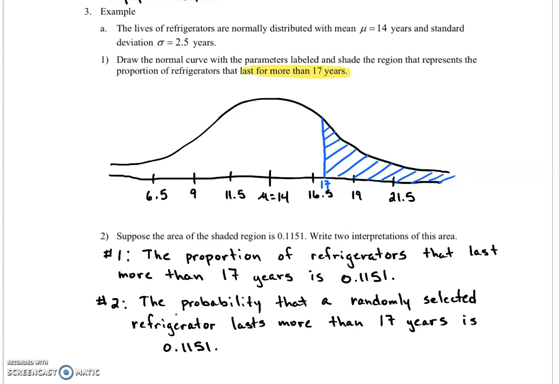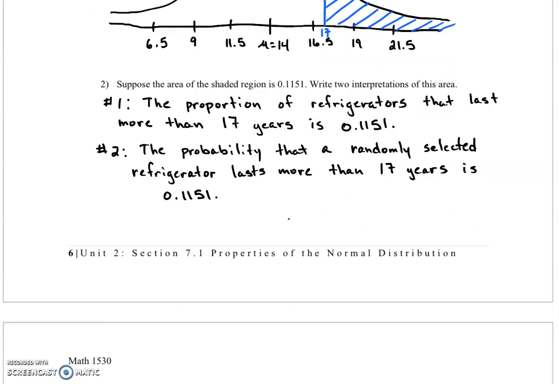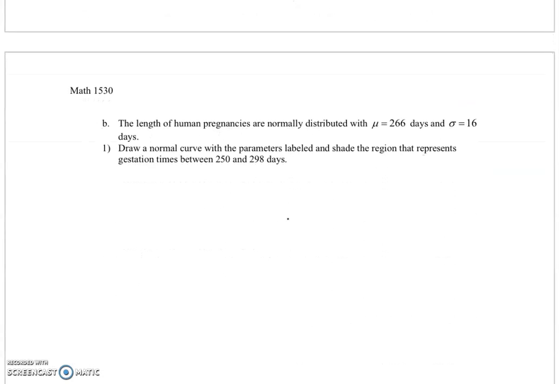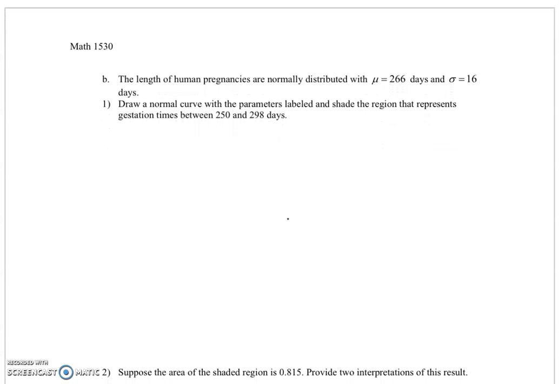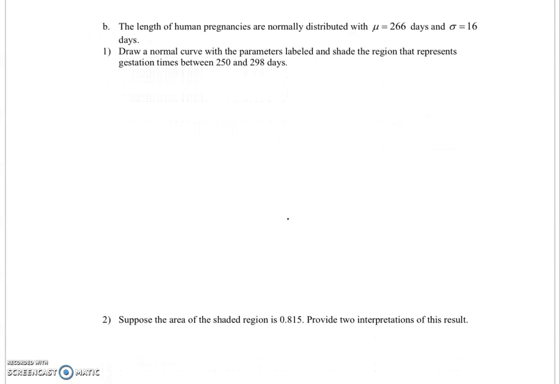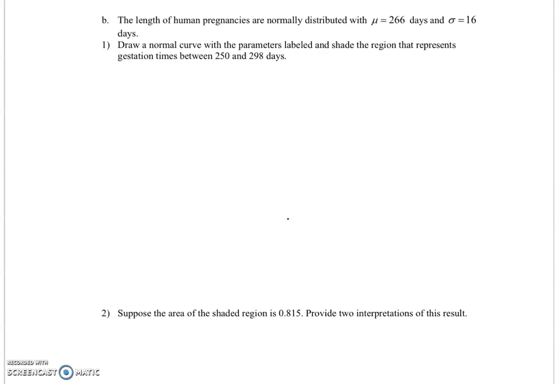Okay, so I think you guys should try this second problem on your own. Pause the video, and then when you think you've got it, start the video again to see if you are correct. So in this example, it says the length of human pregnancies are normally distributed with a mean of 266 days and a standard deviation of 16 days. Draw the curve, label the parameters, and shade the region that represents gestation times between 250 and 298 days.